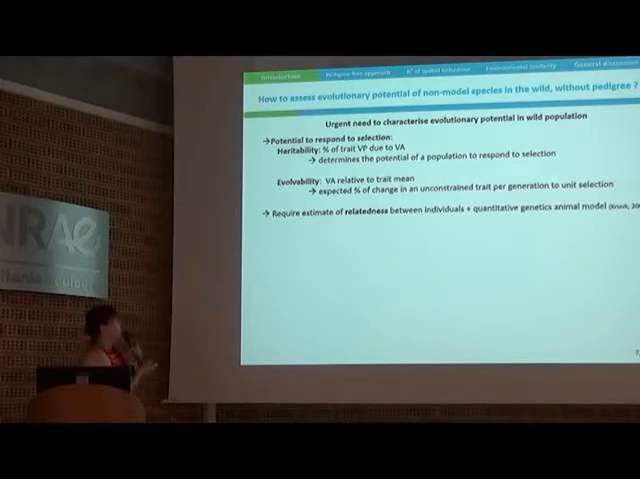While evolvability gives an idea of the expected percentage of change, unconstrained, in a trait per generation if it is submitted to selection. To assess the evolutionary potential, we need access to genetic variation, and to have access to genetic variation, we need to estimate the relatedness between individuals, but also to use a quantitative genetic animal model to decompose the phenotypic variation of the trait.